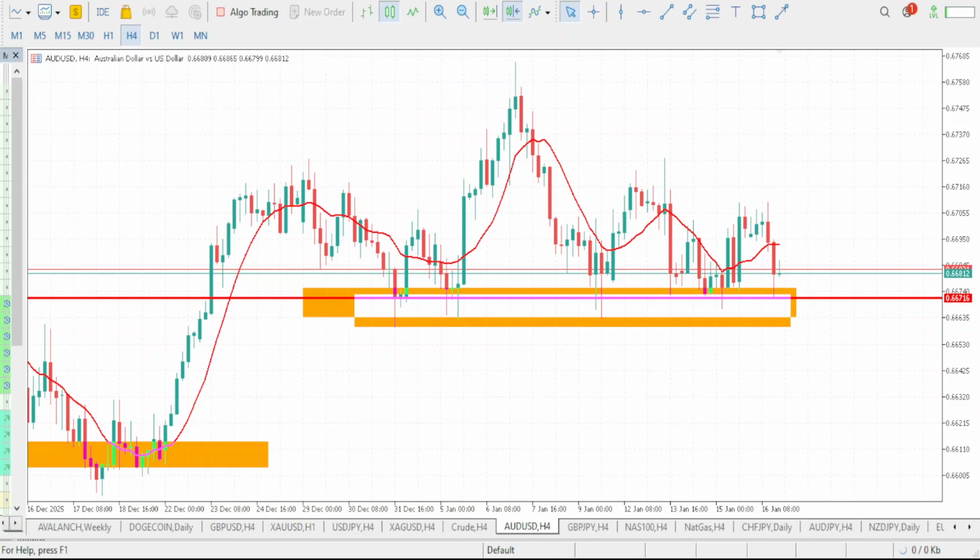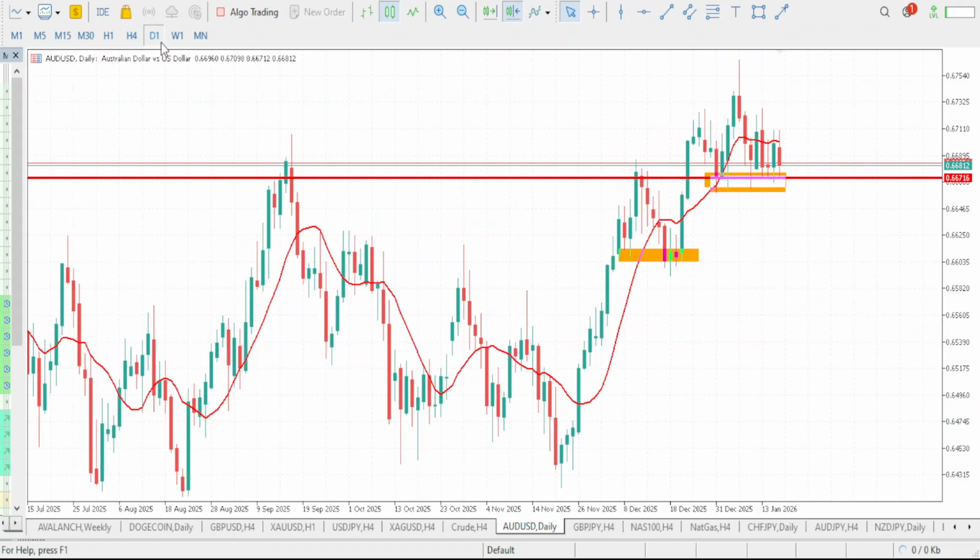Now let's see what we are going to be expecting for the day on our AUD. First thing first, we need to know what the trend is on our AUD USD. That is the first thing. And as you can clearly see, AUD USD is in an uptrend move. Now take a look at what AUD USD gave us.